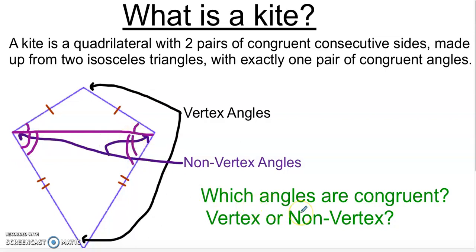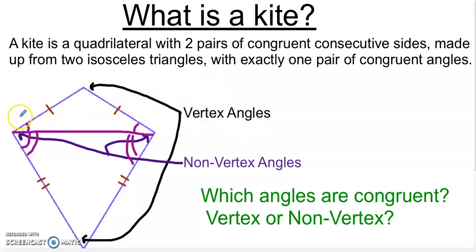So the question here on the bottom, when I ask which angles are congruent on a kite, the vertex or the non-vertex, most math students who haven't studied kites at all probably would say it's the vertex angles that are congruent, but that would be wrong. The angles that are actually congruent here are the non-vertex angles, because the vertex angle was all by itself an isosceles triangle. It was the base angles that were congruent.